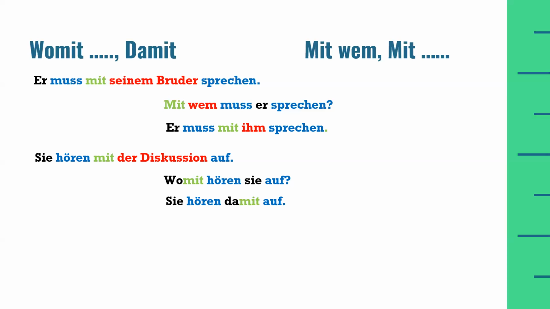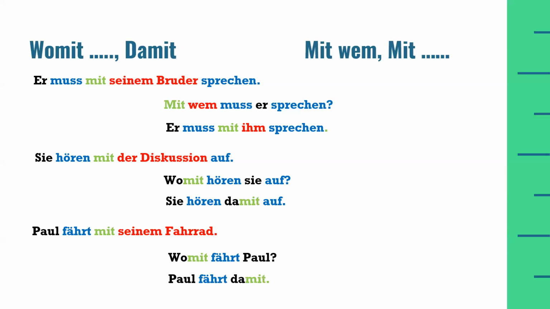Sie hören damit auf. They are stopping it. Now, what is behind this it is der Diskussion. So again, we are talking about some kind of thing. Therefore, we have to use damit. Next example: Paul fährt mit seinem Fahrrad. Paul drives with his cycle. If we want to ask a question, womit fährt Paul? Paul fährt damit. Paul travels with it.